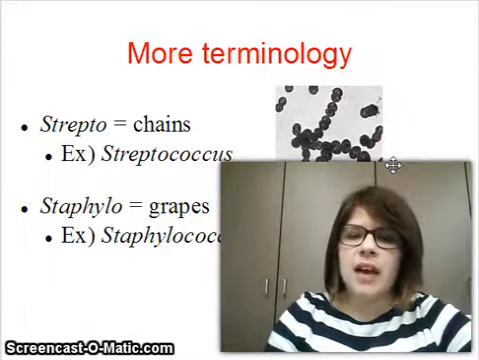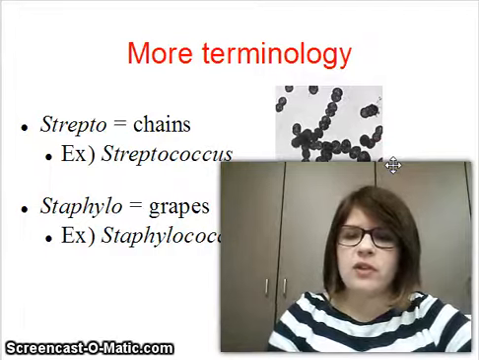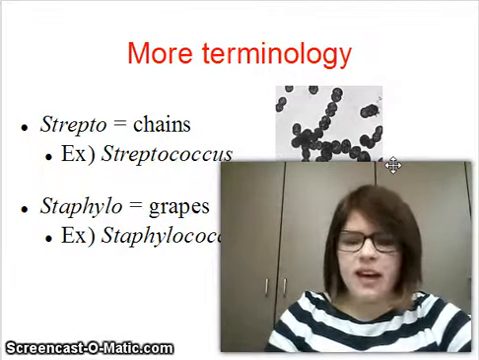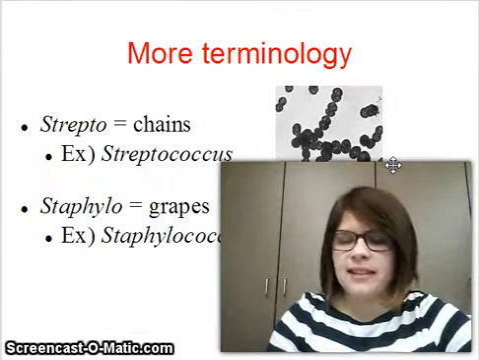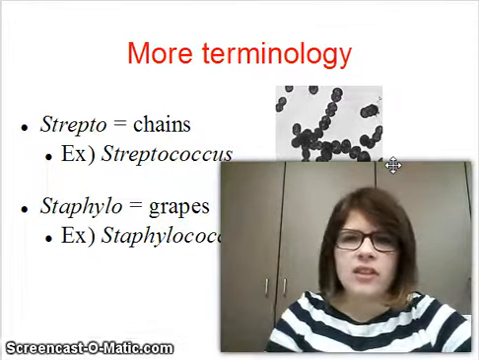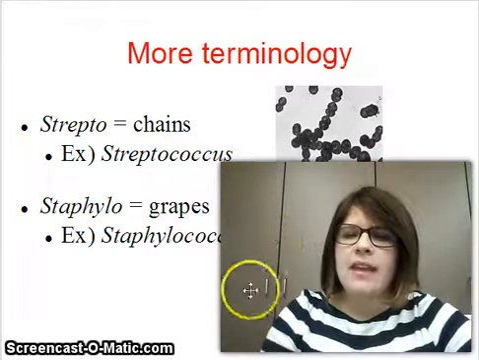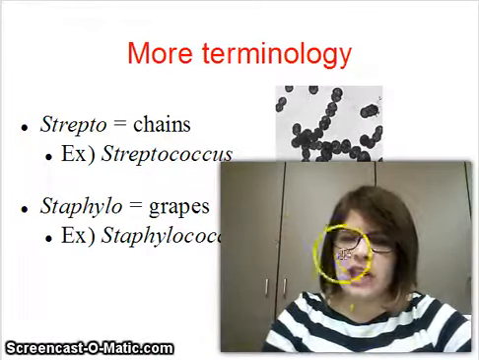And then Staphylococcus, or Staphylo, means grape. So it looks like it's just in clusters. And with Staphylococcus, if you've ever heard of someone having a staph infection, they had a staph infection on their arm, something along those lines, they're going to have had that grape-like clusters.